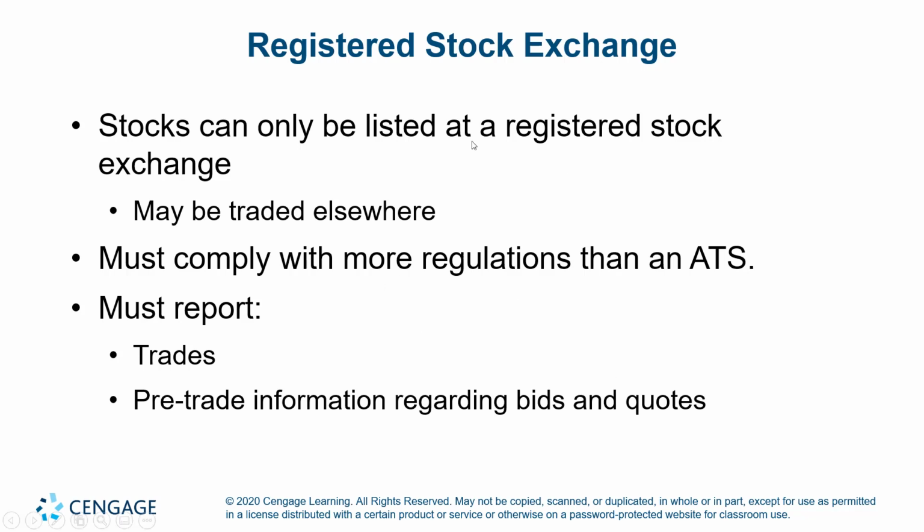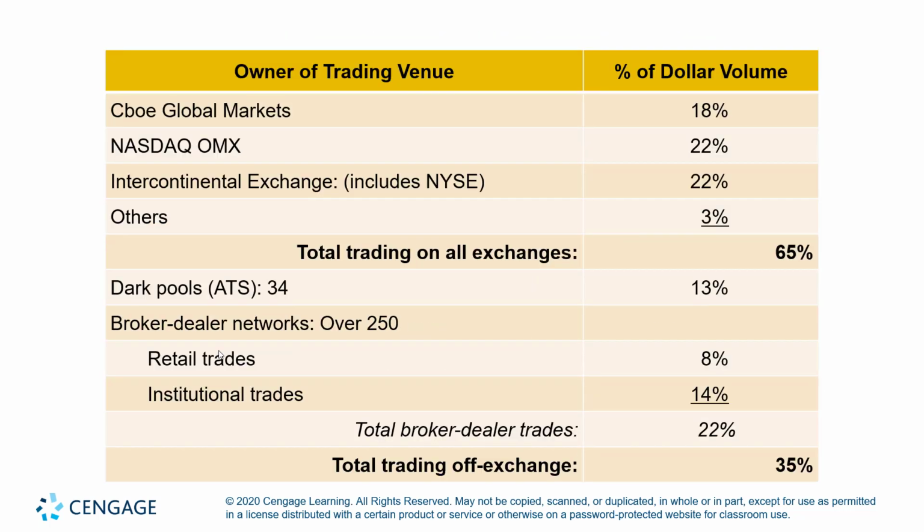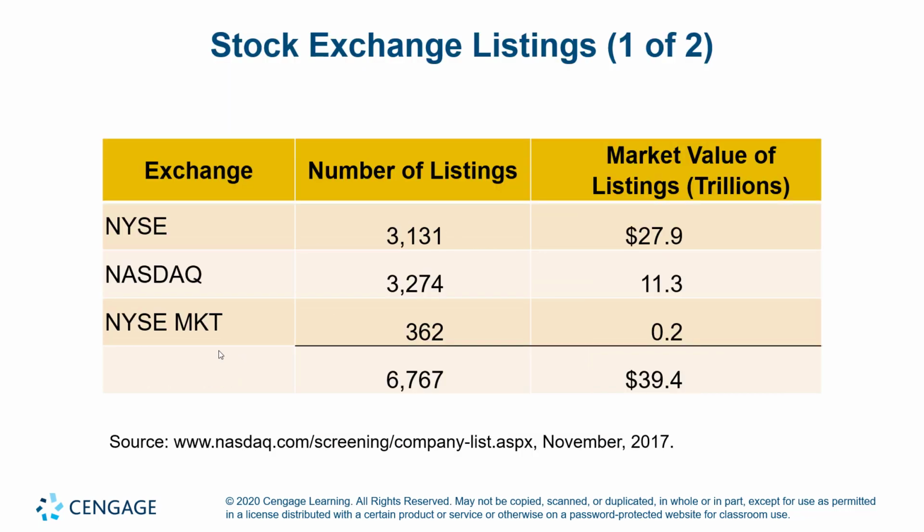Once they are registered with the stock exchange, they must comply with more regulations and must report the trades and pre-trade information like bid and ask prices. There are different types of stock exchanges and indexes in the United States. We have the NYSE, the New York Stock Exchange, and NASDAQ. We have the S&P 500, the Russell 3000, and so on. This slide shows the trading volumes, the shares, and the number of companies listed on each of the stock exchanges.